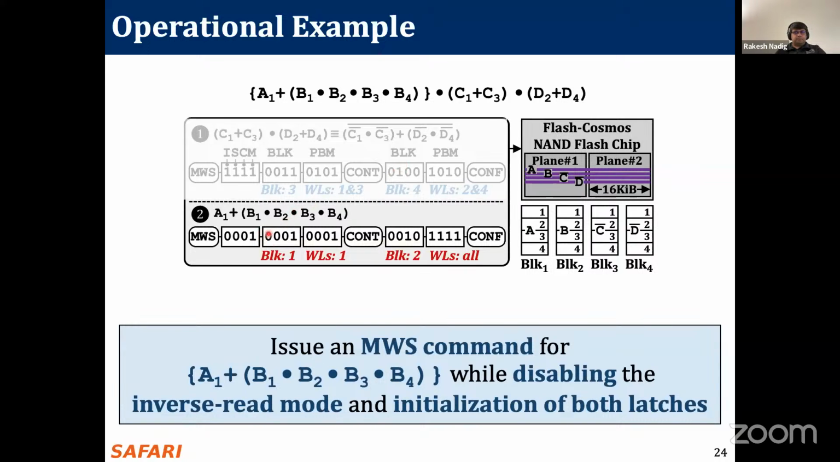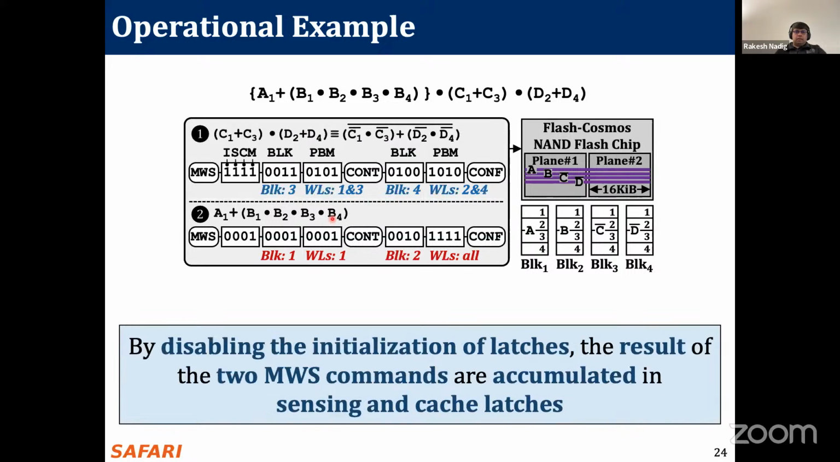So this means that we cannot initialize it again, and then we accumulate the data in both the latches. So this MWS command is for performing this first half of the logic equation. And so by disabling the initialization of latches, we accumulate in both the sensing and the cache latches.